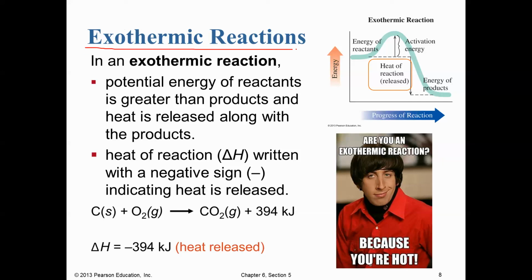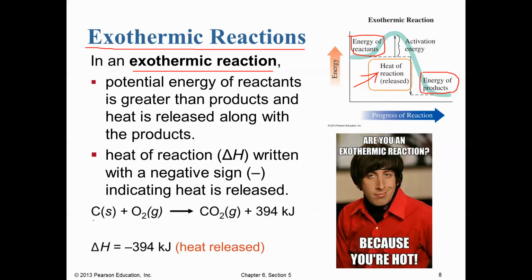We have exothermic reactions, and exothermic reactions are where reactants have potential energy stored in them and our products are lower in potential energy. So where does the extra potential energy go? It's heat that's going to be released in the reaction. So again, if our reactants have more potential energy than our products, our reaction is going to release heat. We call this an exothermic reaction.